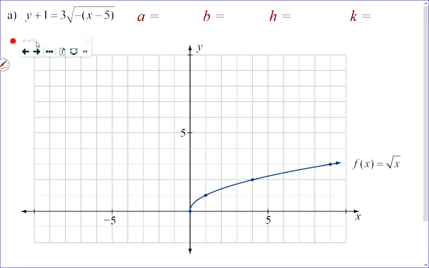And I don't know that I put room or left a, b, h, and k there, but write down a equals, b equals, h equals, k equals. Take a minute, look at the function, and compare it to the original function, which is root x, which is up here as well, and identify the values of a, b, h, and k.